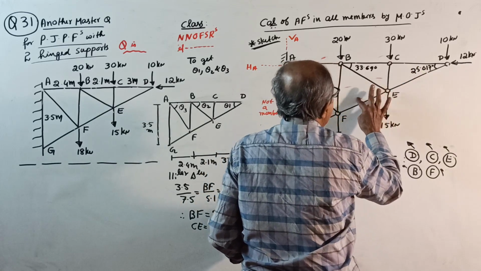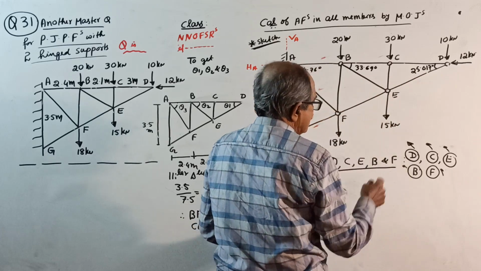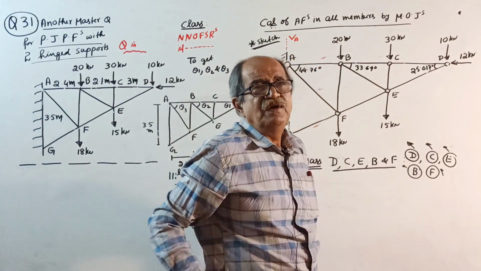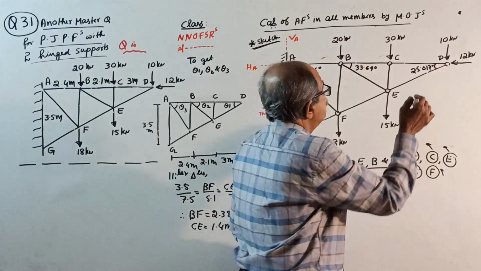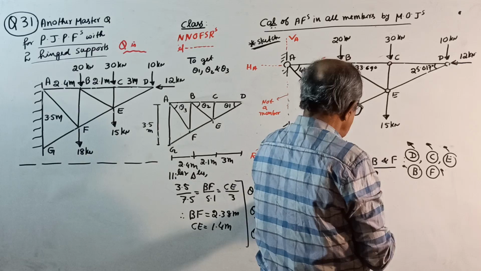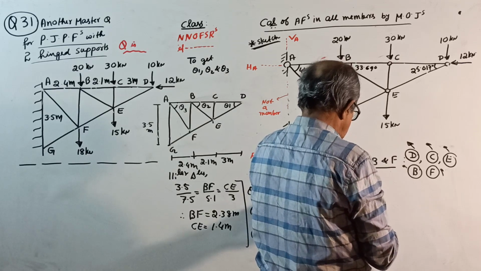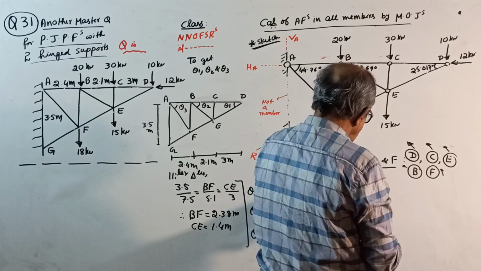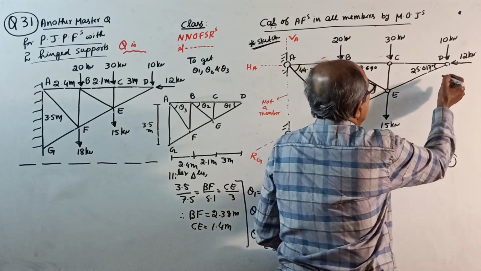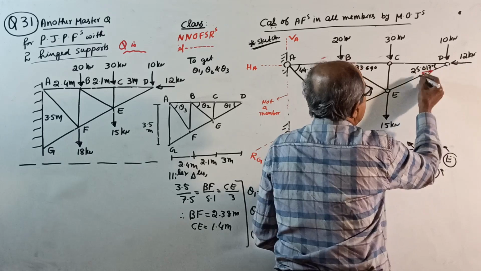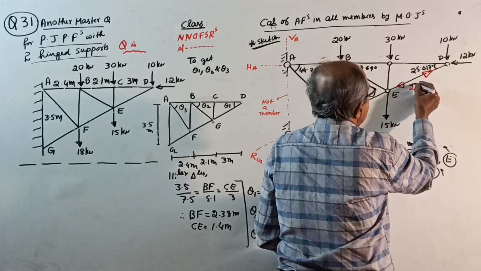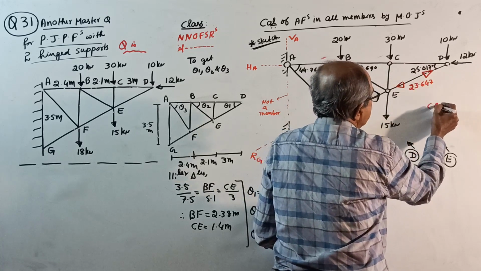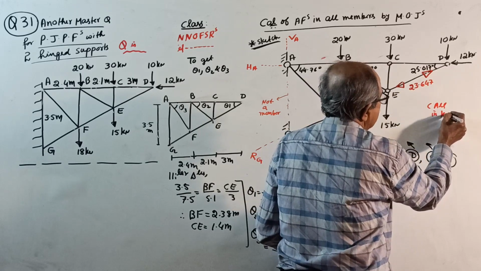This I have told so many times. Okay, now start from D. Consider equilibrium of joint D and do whatever you want and get the forces in these two members. You will get 23.647. I am writing all axial forces in kilonewton to save time.